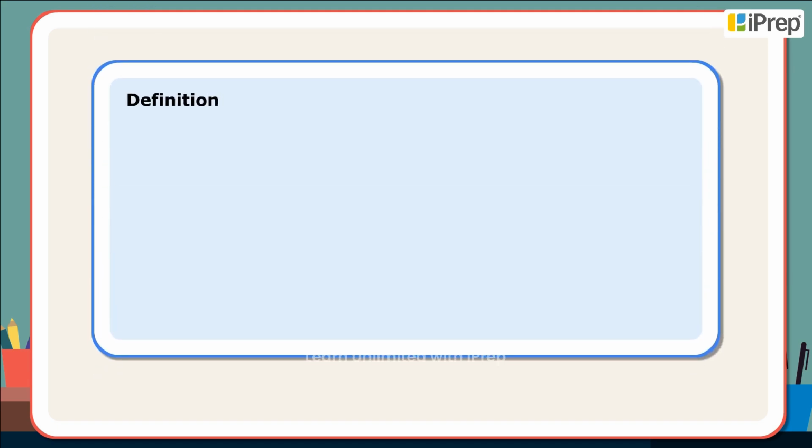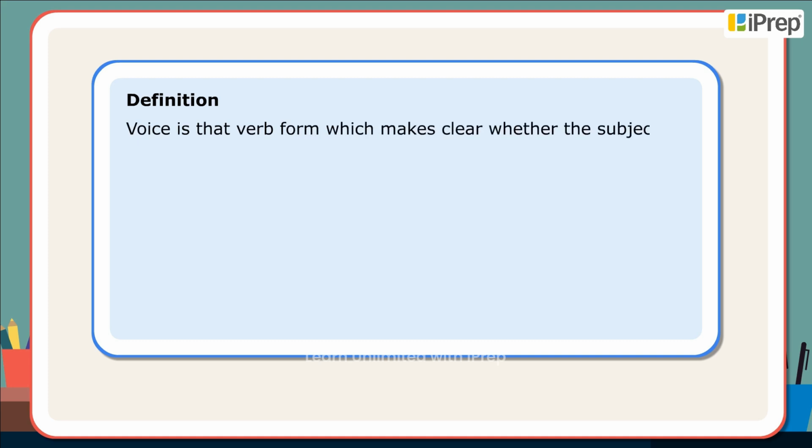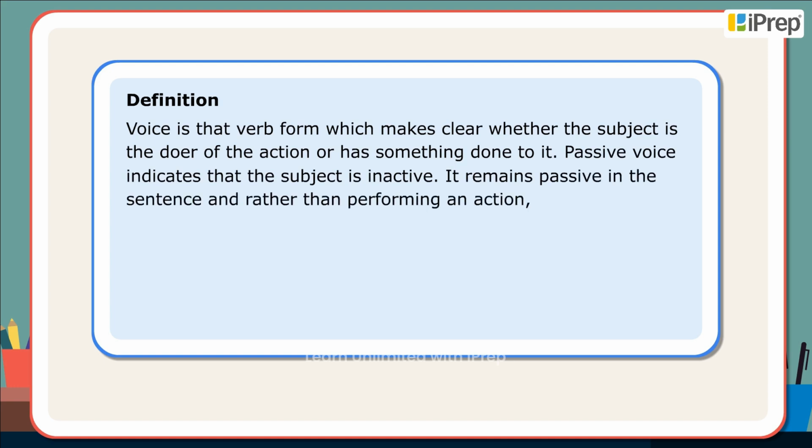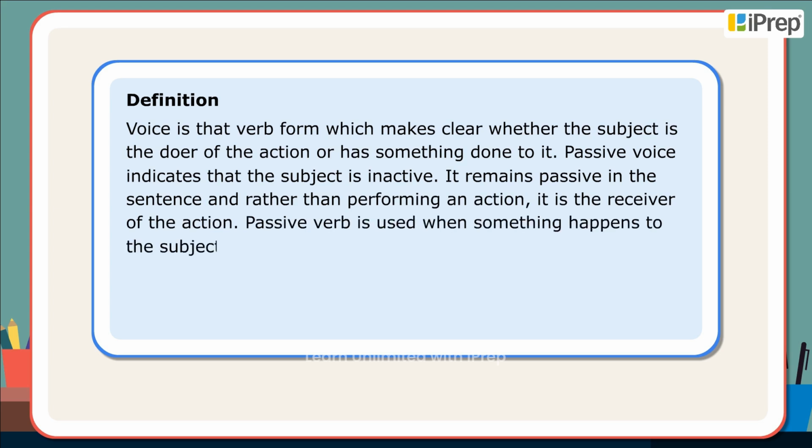Definition. Voice is that verb form which makes clear whether the subject is the doer of the action or has something done to it. Passive voice indicates that the subject is inactive. It remains passive in the sentence, and rather than performing an action, it is the receiver of the action. Passive verb is used when something happens to the subject.